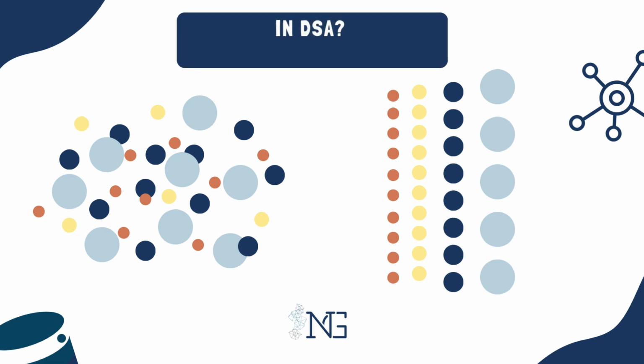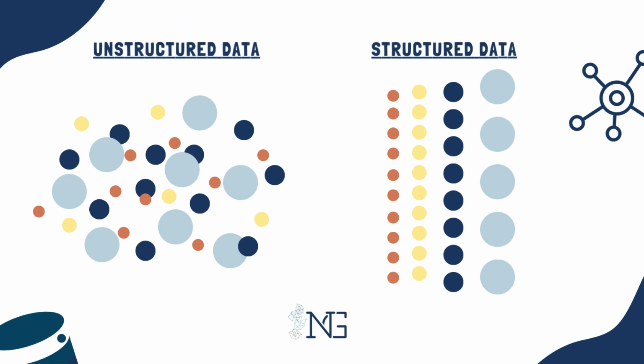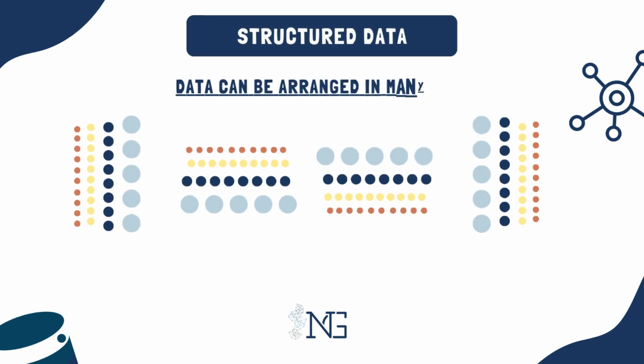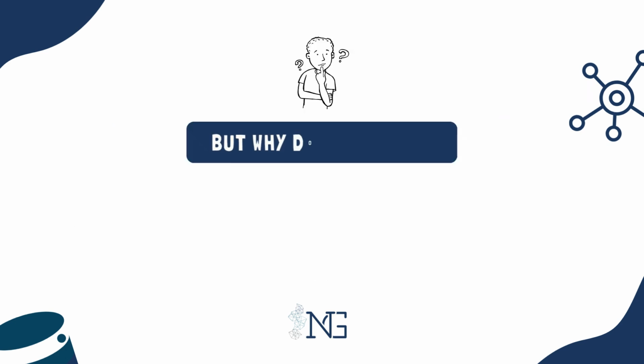But in DSA, we call these two kinds of data structured and unstructured data. In structured data, just like arranged data, data can be organized in many ways, like ascending, descending, or even alphabetical order, depending on what we need. Now the question is, why do we need data structures?